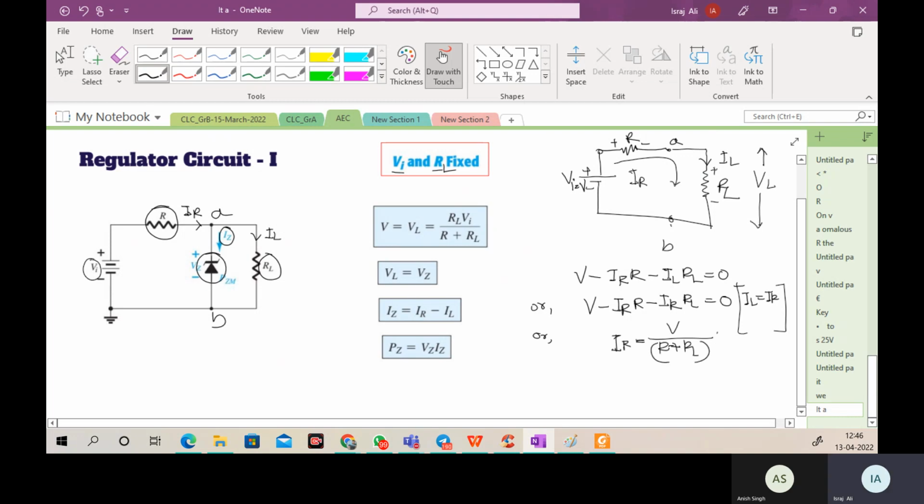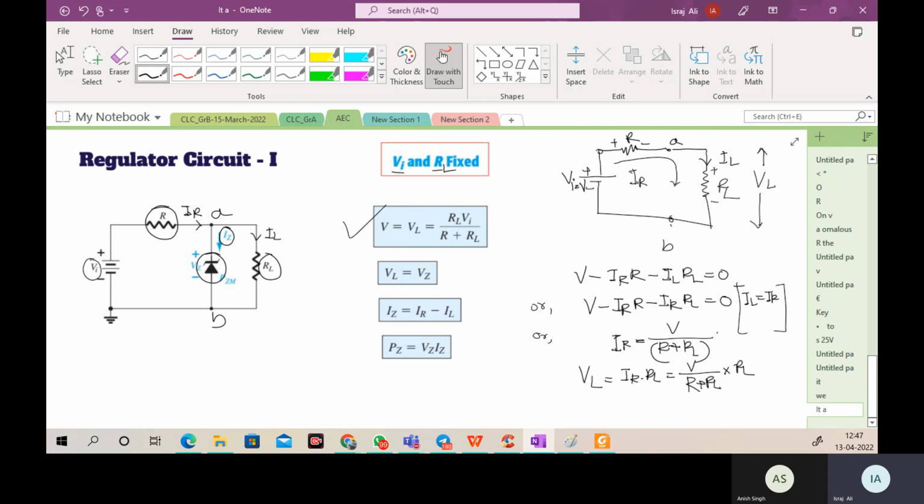Now what voltage of the VL we will get? So VL will be IR into RL. So if I do it that way, what will I get? I will get V upon R plus RL, into RL. Got it? Can I get this one? Where Vi is equal to V, I'm considering this one. So the first equation I got in that way.